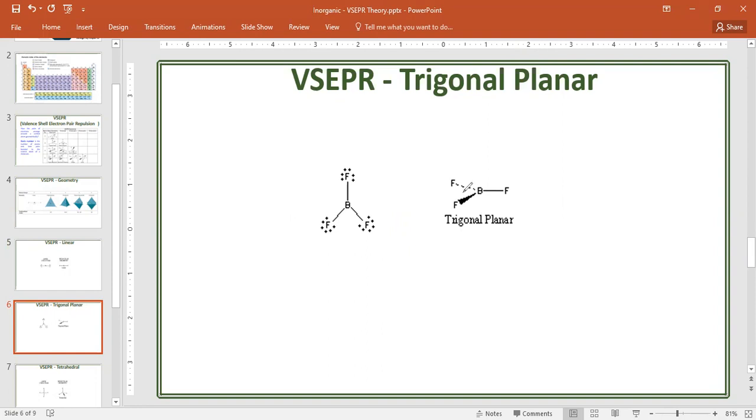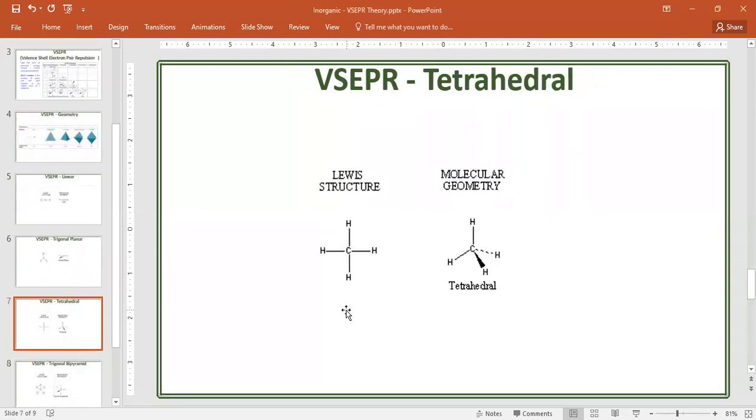This is the 120 degree. That is the reason it is trigonal planar. So here, this is 120. It's 120 degree. Next, an example for tetrahedral.